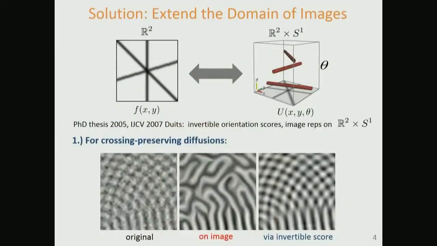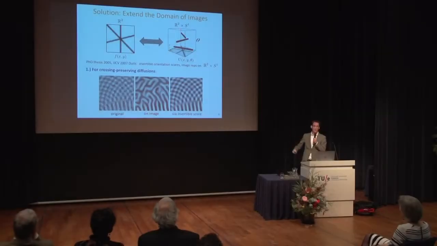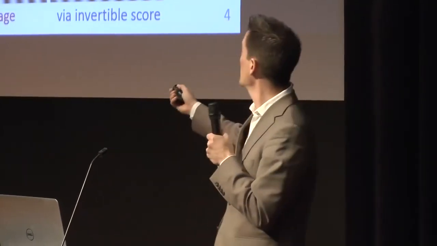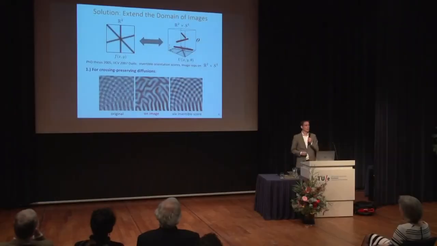So why would you want to do that? For example, here on the left, we see a crossing, a complex structure. And you see that all the elongated structures that are involved in such a complex structure, in such a crossing, are manifestly disentangled in the position and orientation space. So there are no crossings if you enlarge the domain of your images.